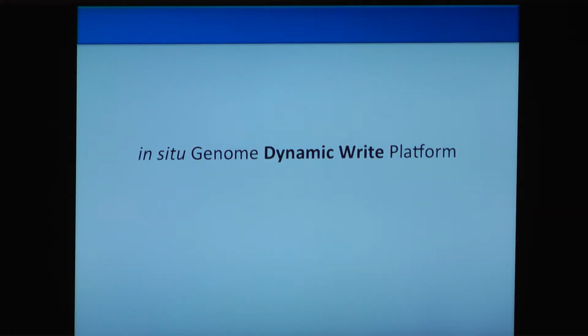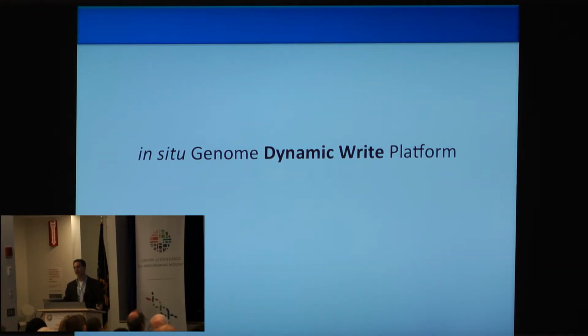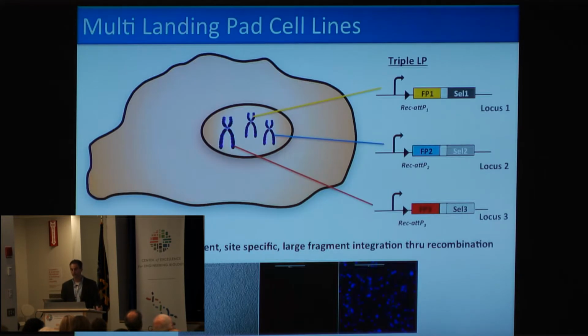And so what we really need to be able to do these kind of aspirational applications, again, is this notion of in situ or in vivo genome dynamic write platform. And I think that actually builds up very nicely on the landing pad work that we heard about from Leslie and from Farron, the work that he's talking about with the oligos to change small places in the genome. And I'll talk about that in the next two slides.